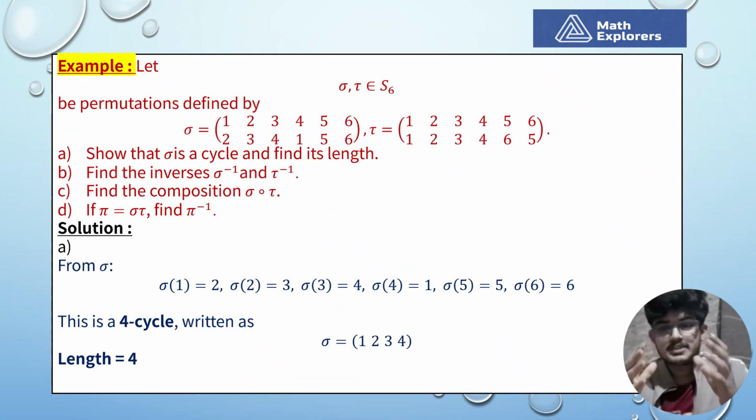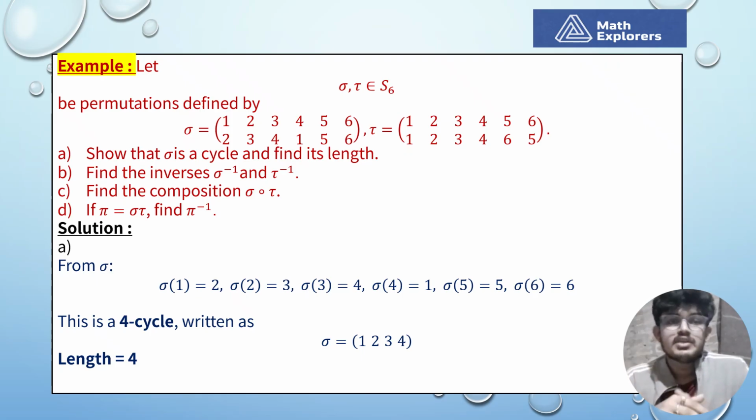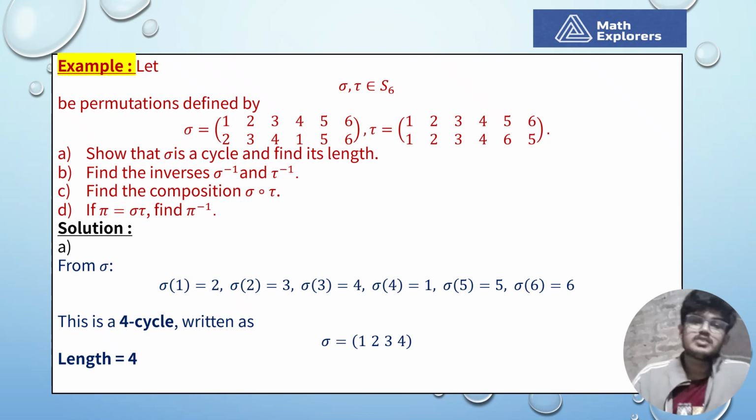Now let us try to understand with an example. Let sigma and tau belong to S6. S6 means the set of permutations of 1, 2, 3, 4, 5, 6. And sigma is defined by 1, 2, 3, 4, 5, 6, where 1's image is 2, 2's image is 3, 3's image is 4 and 4's image is 1, 5's image is 5, 6's image is 6. Similarly tau is defined like this. Show that sigma is a cycle and find its length.